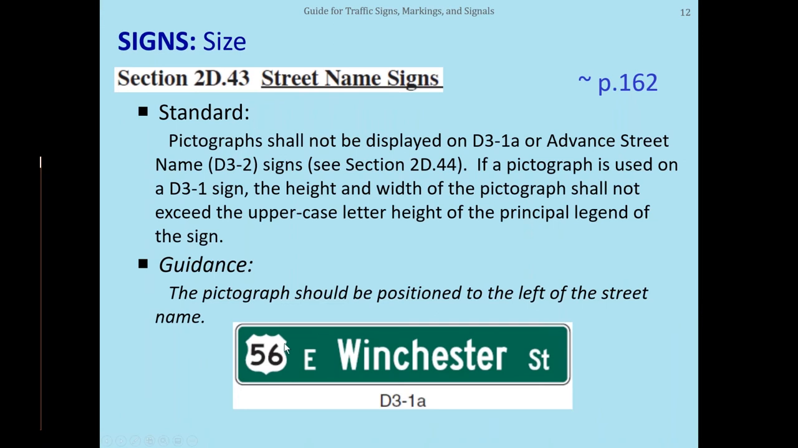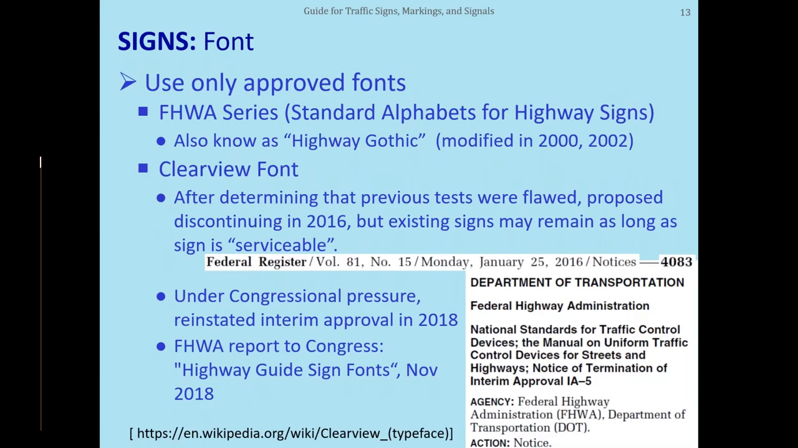The writers of the manual call these little icons pictographs. Shall not be displayed on advance signs. If a pictograph is used, they suggest you put it on the left side of the sign, the left end.